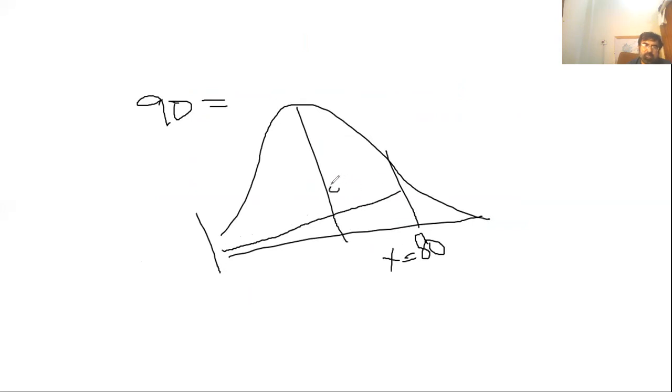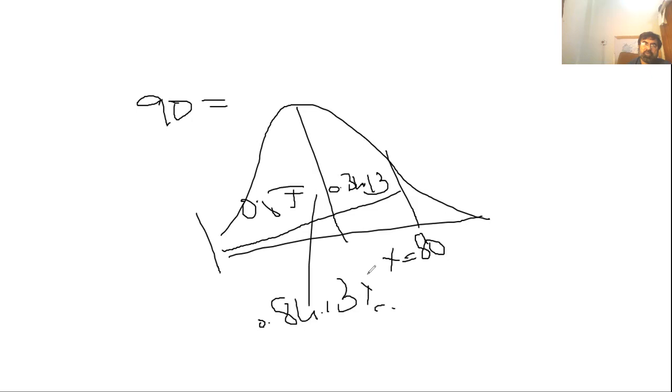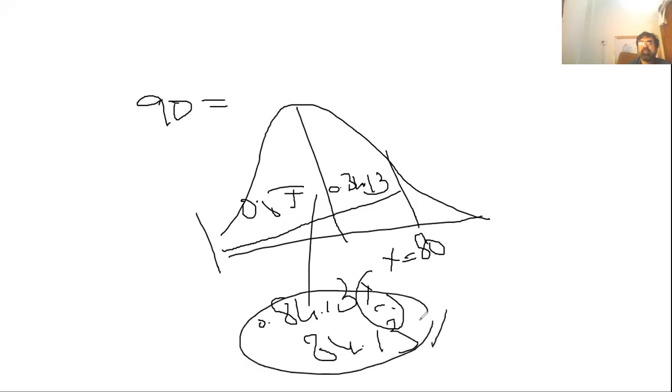So that becomes 0.3413 plus 0.5, and that will become 0.8413. If you convert into percentage and multiply with 100, that will become 84.13% of the students will get at most 80. That means 80 and below marks.